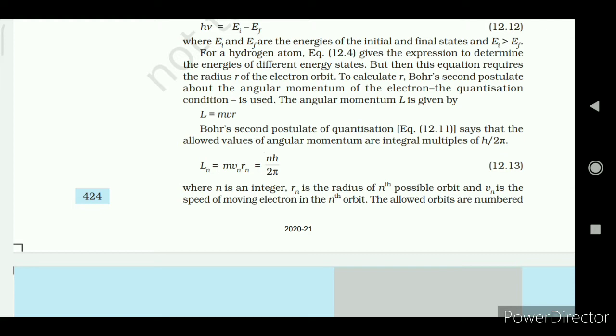I am skipping example 12.5 for you to solve it later, or you can pause the video and solve it right now.